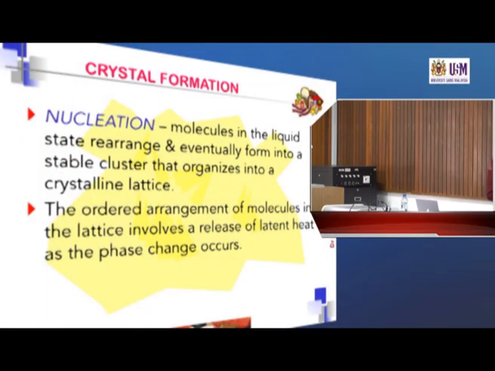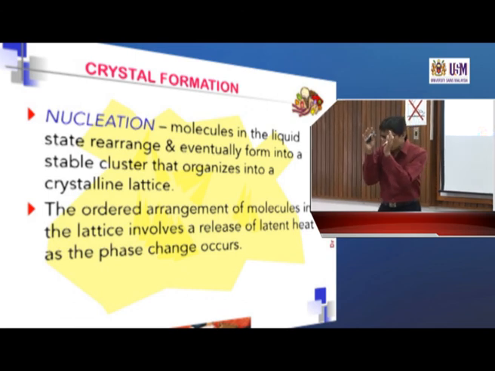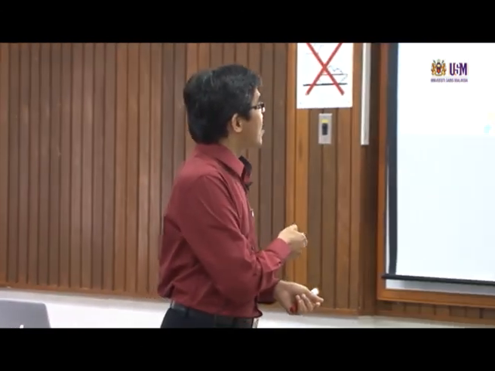Then the ordered arrangement of molecules in the lattice involves, in the process of arranging themselves, they want to go into a closed, small crystalline lattice. They have to get rid of their excess energy. Otherwise, they will get excited. But you want to get to that position and sit quietly there. So you want to remove the energy. And that is the exothermic process. It will release latent heat as a phase change occurs.